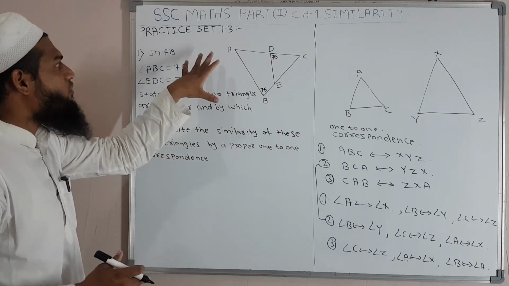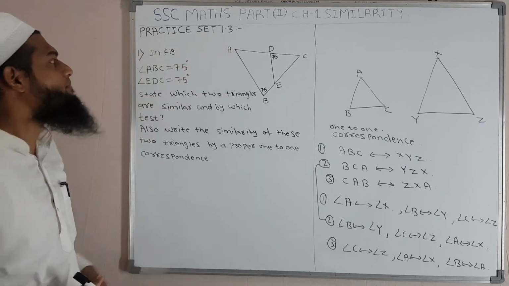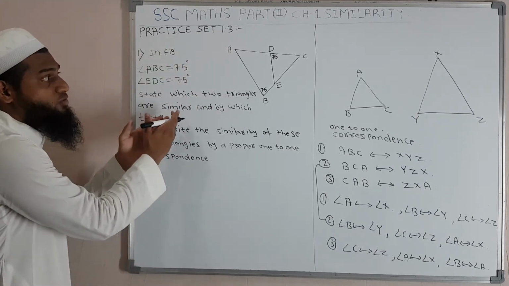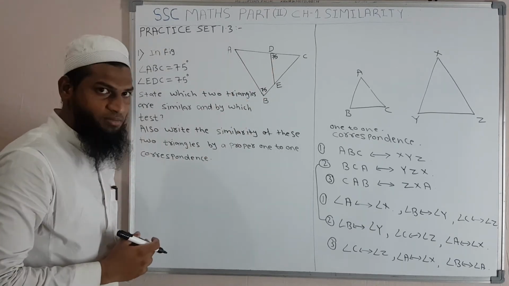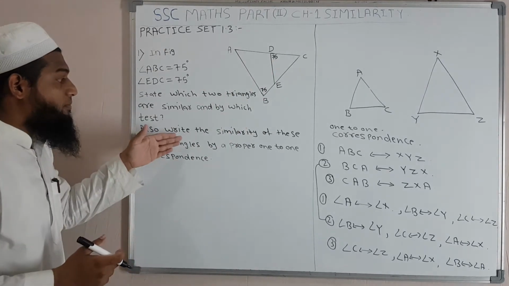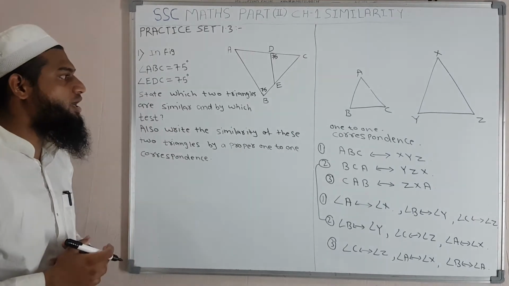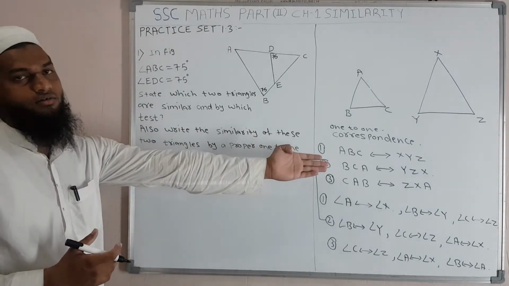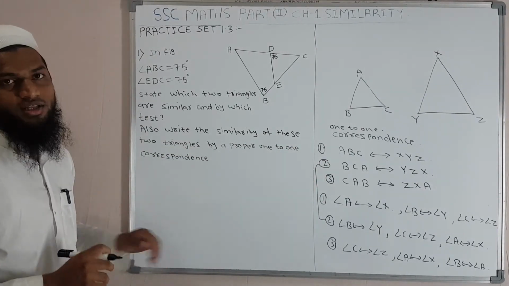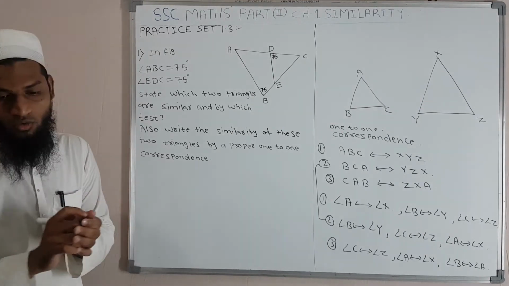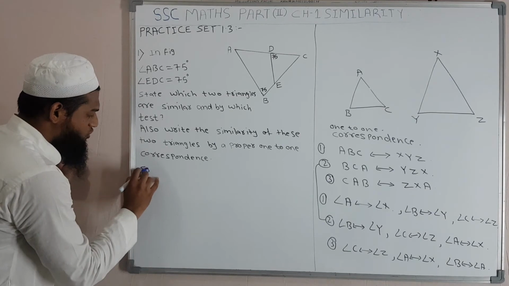Now we come to the first question of practice set 1.3. Here we have to show by which test these two triangles are similar and by which correspondence they are similar to each other. We have understood the meaning of correspondence, so let's solve question number 1. So student, here is the solution.